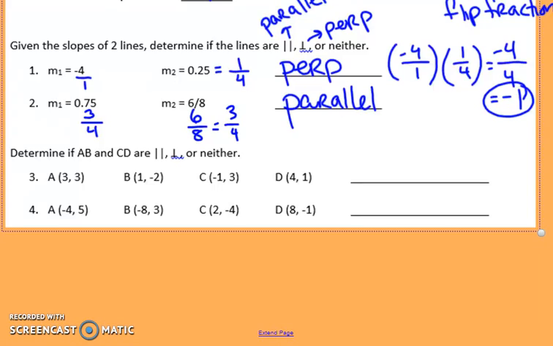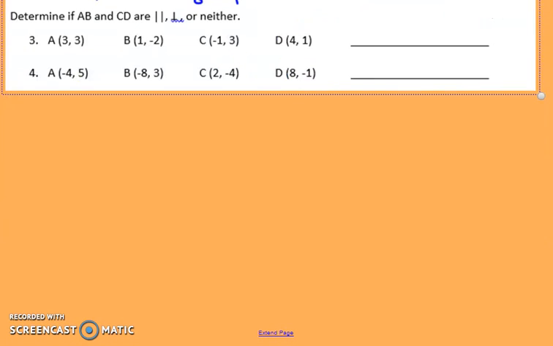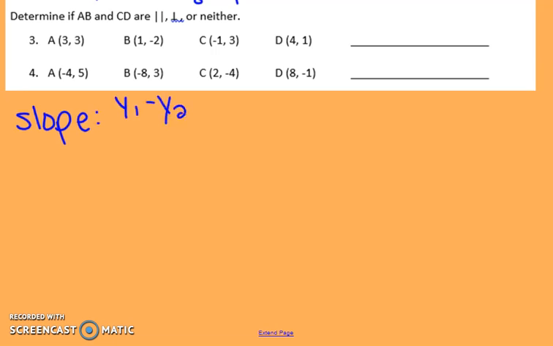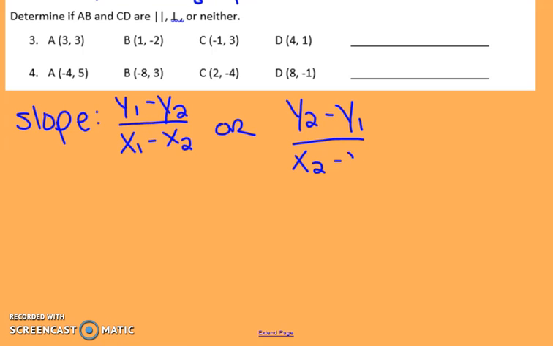Now, if we look at examples 3 and 4, again, we want to know, are they parallel, are they perpendicular, or are they nothing? They can just be two lines that intersect, but they don't have to intersect perpendicularly. To do this, we have to use the slope formula. And actually, let's put it on here just in case you forget it. To find slope, it is y1 minus y2 over x1 minus x2. Or we can start with y2 on the top, but then make sure you start with x2 on the bottom. Either one will work.